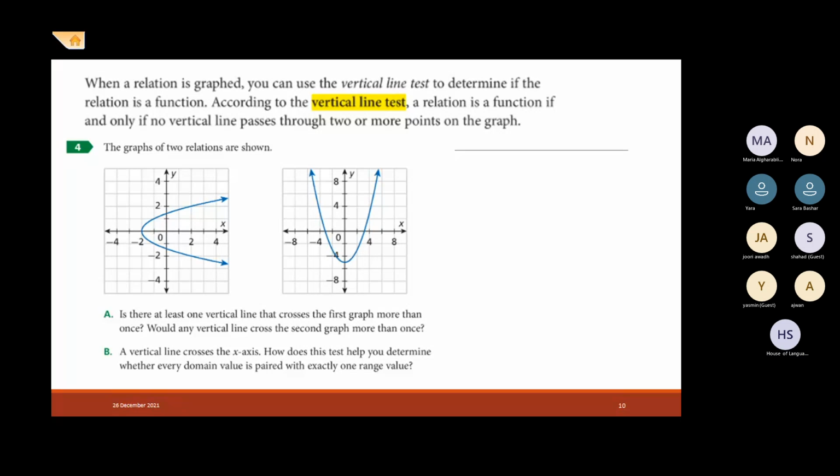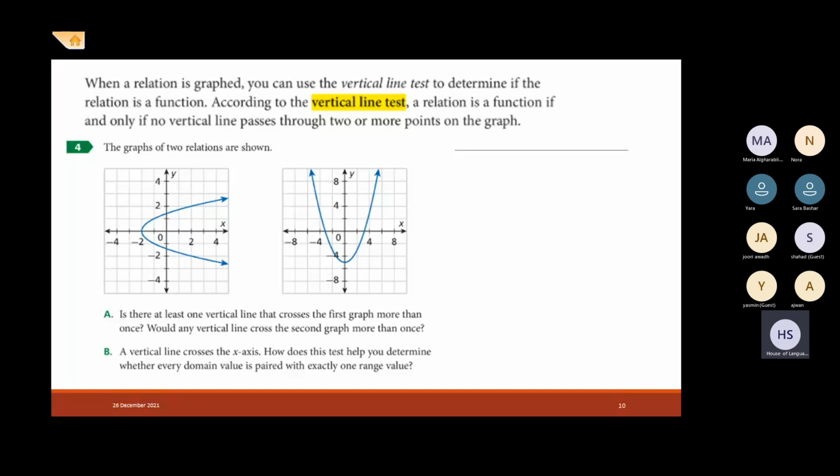What do I mean? They draw the vertical line and put it on the graph. If the vertical line cuts the graph at only one point, I will say this is a function. If it is at more than 1 point, this will be a relation, not a function. Look at the second one now. Look at the vertical line.